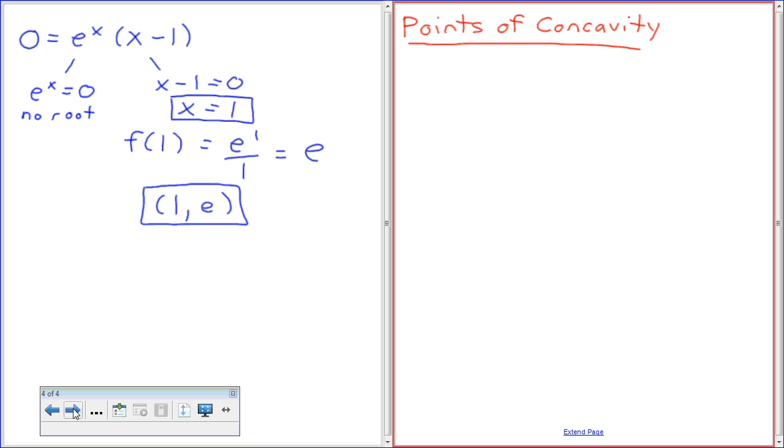Okay, so we had f of x equal to e to the x, x minus 1, all over x squared. We've got to do f double prime of x, which is going to be a little bit trickier here. I'm actually going to erase that and write this as g of x over h of x.